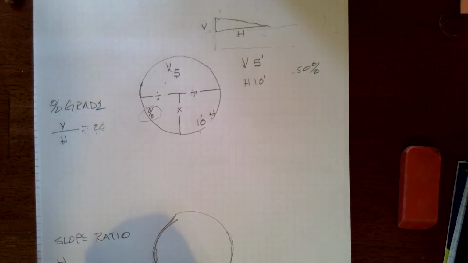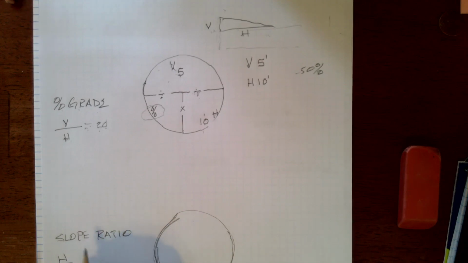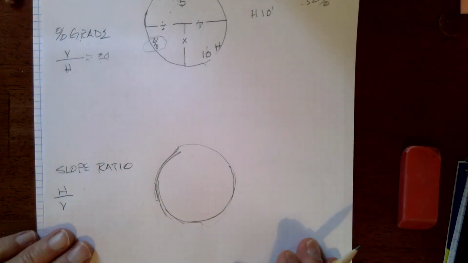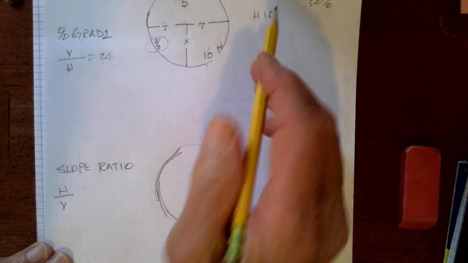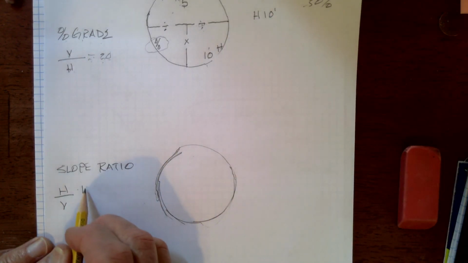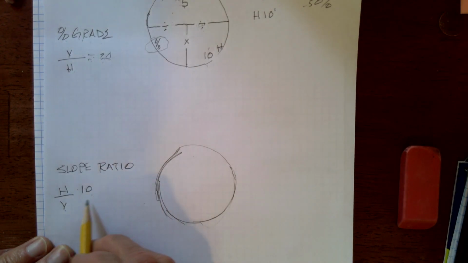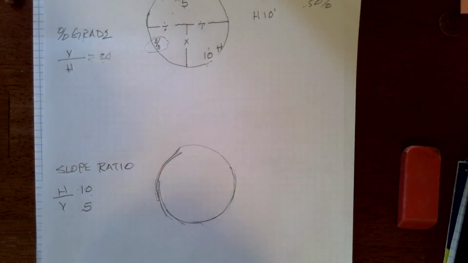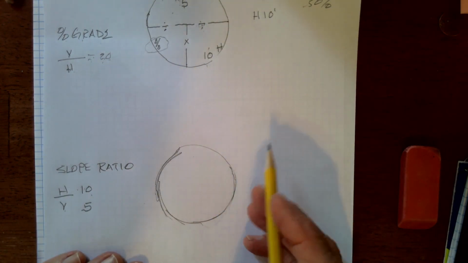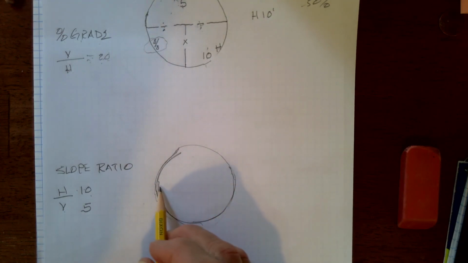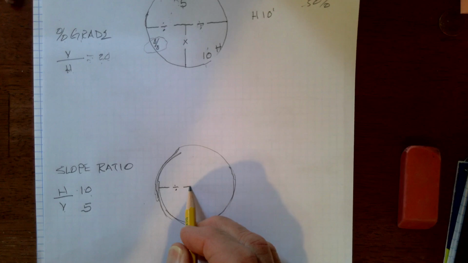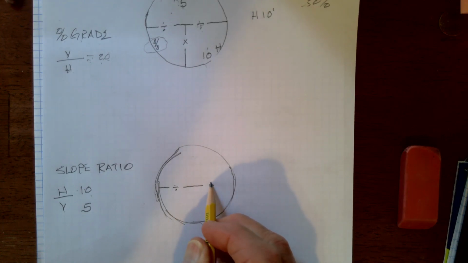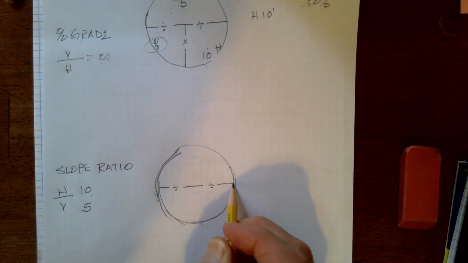Slope ratio. Let's say you have a horizontal of, let's use these, 10, and a vertical of 5. So up here this is working out pretty cool. Let's draw this line across, put a function sign, keep going so we can build a quadrant. We need another dividing sign here, and we're going all the way.